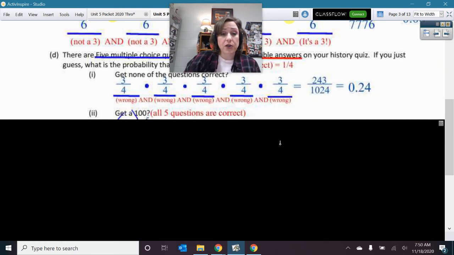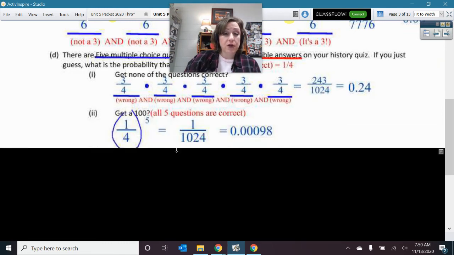Okay, you get a 100. Woo, that means you guessed all 5 questions correct. Holy moly, you were a good guesser. So that means 1/4, see, I didn't write this out, to the 5th power. So, whoa, look at that. Random guessing, 0.00098.